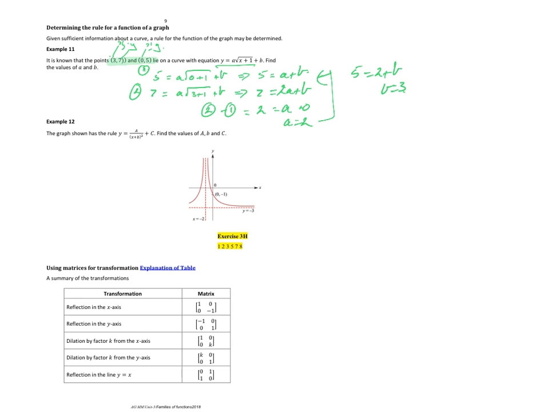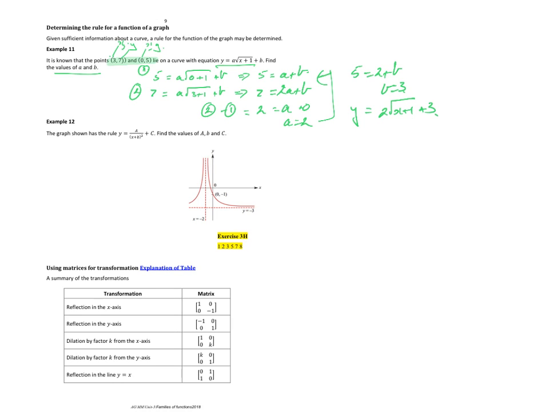Let's check, it just says to find the values of a and b. So we don't need to rewrite the equation, but it doesn't hurt. y is equal to 2 times the square root of x plus 1, plus 3.